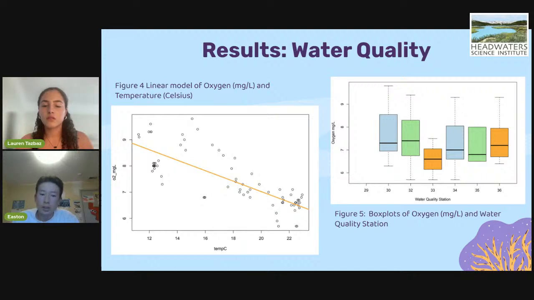Additionally, a weak but significant negative relationship was found between calculated SPM and dissolved oxygen. The graph is not shown. Figure 5 shows the relationship between oxygen levels and water quality stations. Station 33 has the lowest oxygen level because it is nearest to urban industrialized areas.